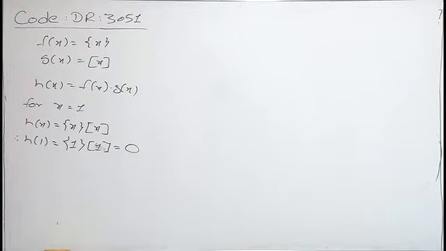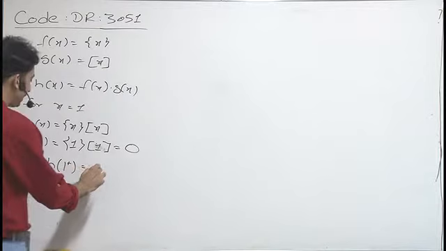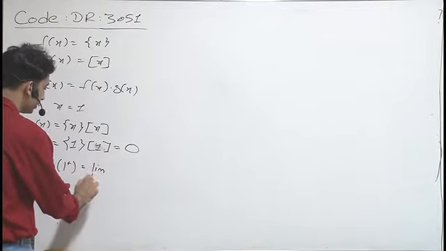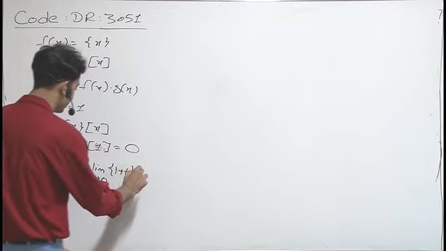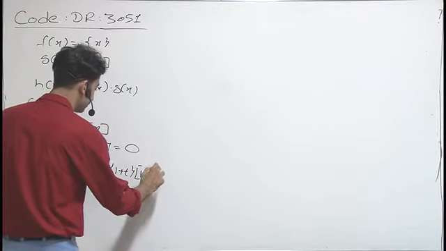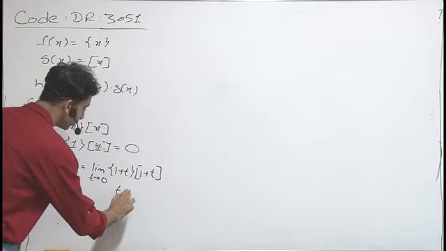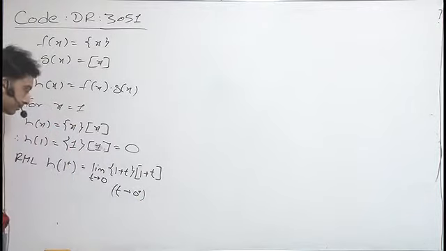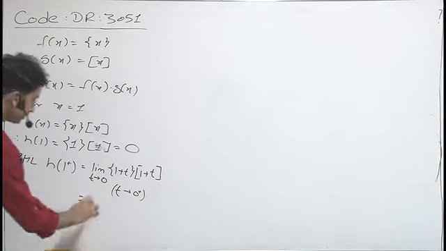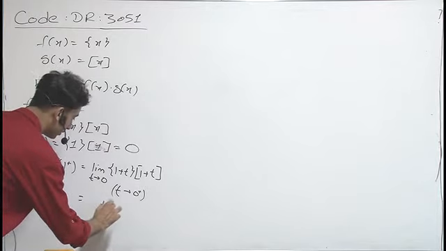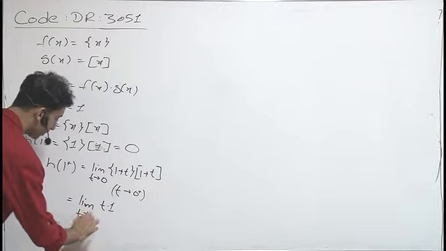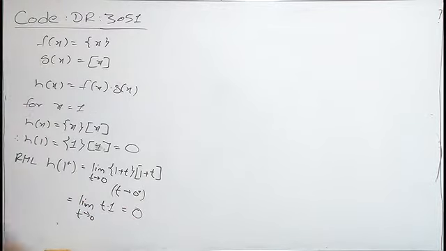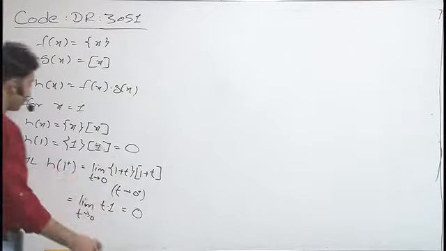If we go for the right hand limit, RHL, h(1+) implies the limit t tending to 0 of the fractional part of 1 plus t, and the box of 1 plus t. Here t is a very small positive quantity. So it gives us t and 1, limit t approaching 0. It gives us result 0. Remember, we are taking t as a very small positive number here.